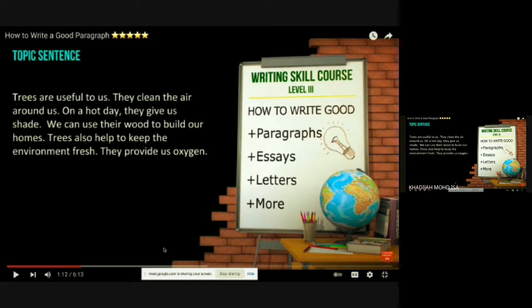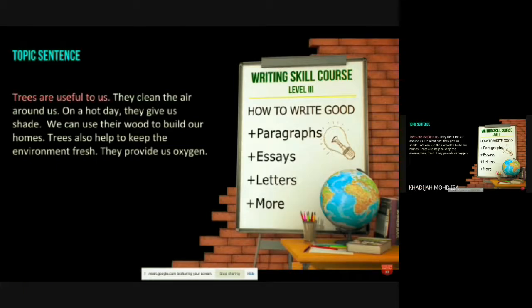Have you read it? Okay. Now look again at the first sentence. It says, trees are useful to us. This is called the topic sentence of the paragraph. The rest of the sentences in the paragraph must support or agree with this topic sentence.